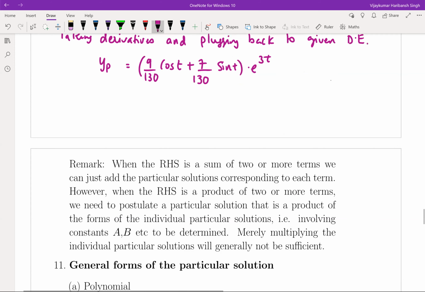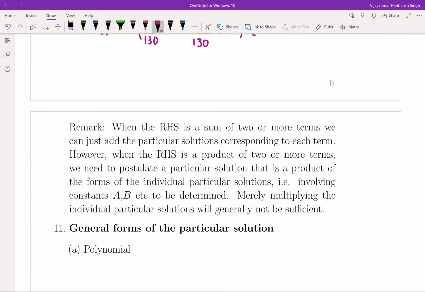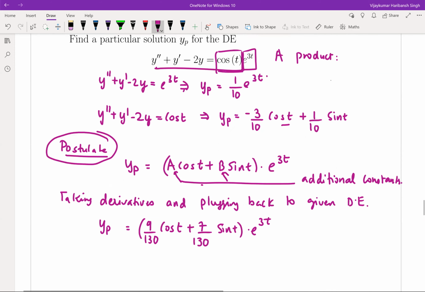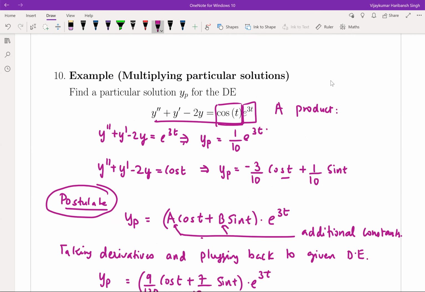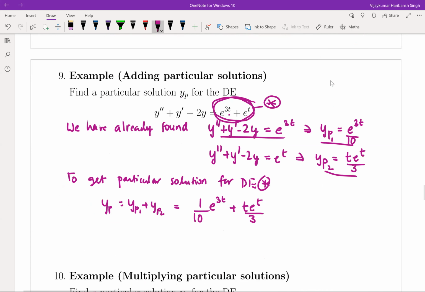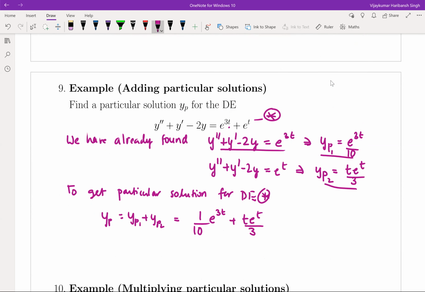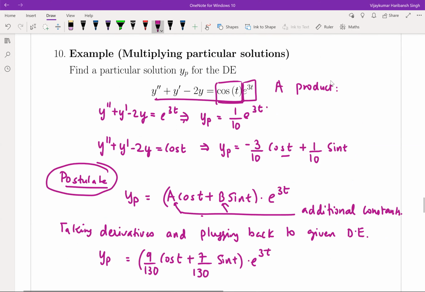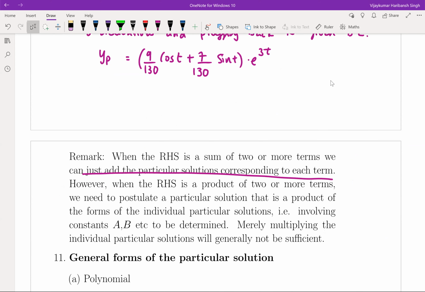So if the right hand side is a sum of two or more terms, we can just add their particular solutions corresponding to each term, like we did here. Right? In this case, we had two terms. We took yp corresponding to y double prime plus y prime minus 2y equals e to the power t, and then the other equation, and then we added their particular solutions. So we want to work with the individual chunks.